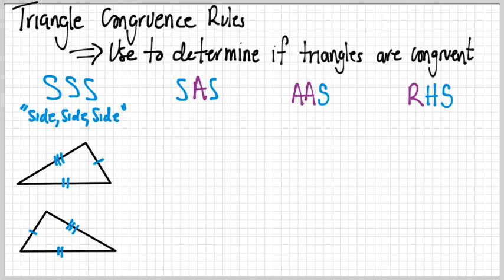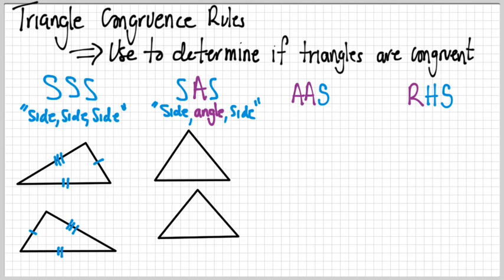There's no way you could make two different triangles with all the same side lengths, with 3 of the same side lengths as another triangle. It turns out they're always going to be the same. They're always going to be congruent. Okay, SAS is a different rule. And it stands for side angle side.